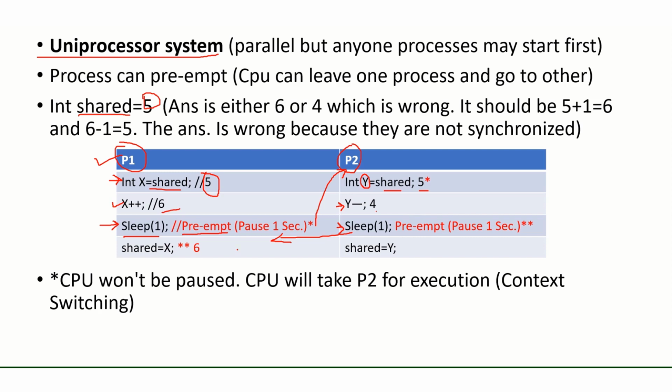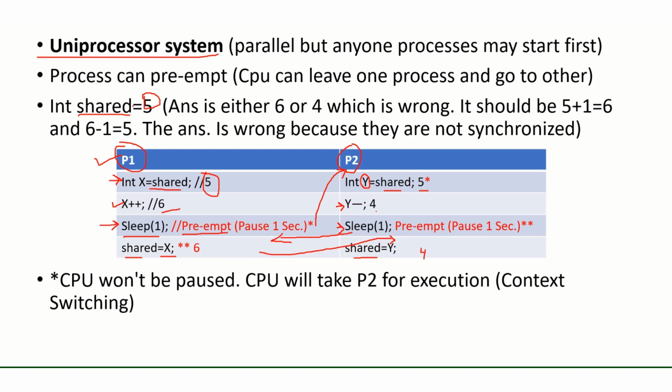So when the control comes here, shared will be equal to x. What is the value of x? x is 6. So shared will be equal to 6. And after this, the process will terminate. Process P1 is terminated and again the control will go back here. So what is the next statement? Shared equal to y. So what is y? 4. So shared will be equal to 4.